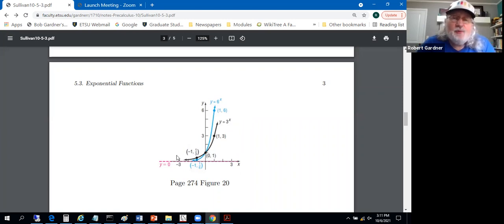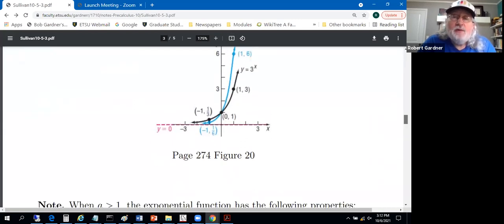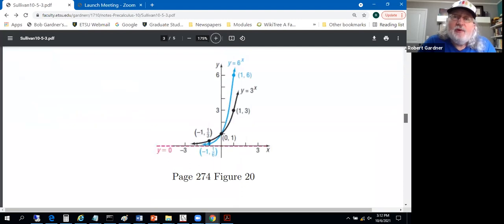Moving to the left, we get reciprocals of the values on the right. For example, at -1, 3 to the -1 is 1/3. There's the graph at that point. 6 to the -1 is 1/6. And on this scale, that 1/6, there it is right there, is pretty close to 0. That's the reason they didn't move any further to the left.